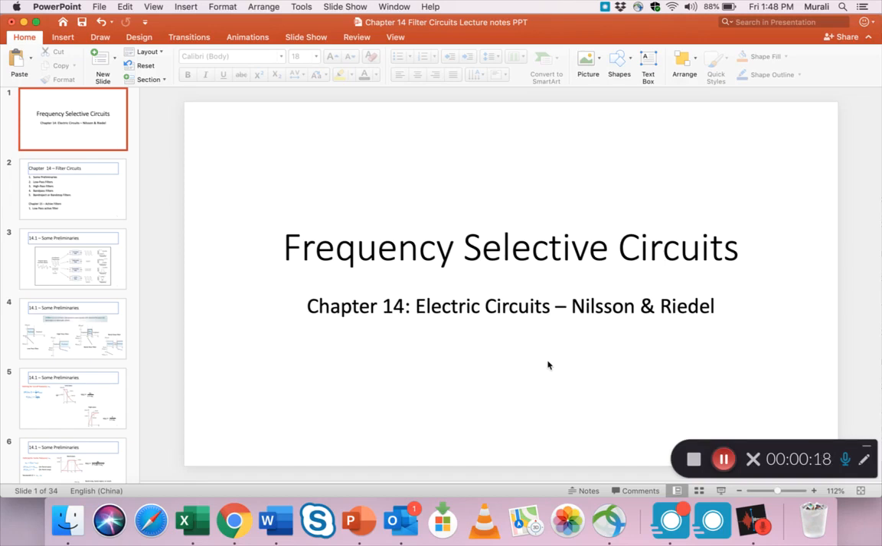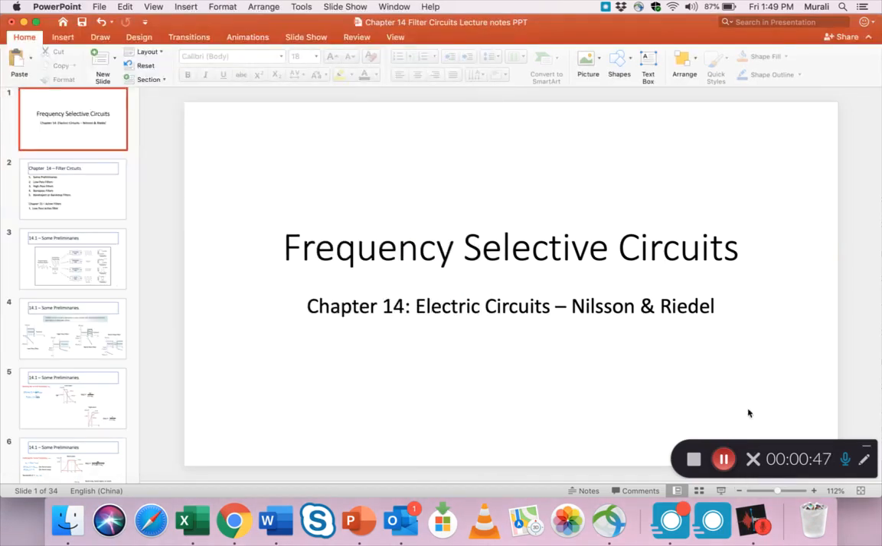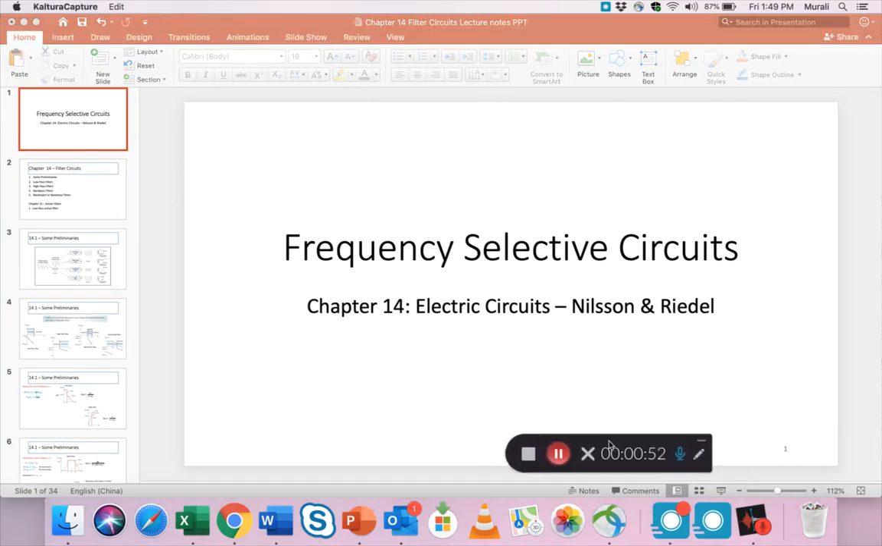The topic for this and the next few sessions is frequency selective circuits. That's the name of chapter 14 in the textbook, which is still the electric circuits textbook by Nilsson and Riedel. Frequency selective circuits are also commonly called filter circuits, so I may be using both names interchangeably, and I hope that doesn't confuse you.